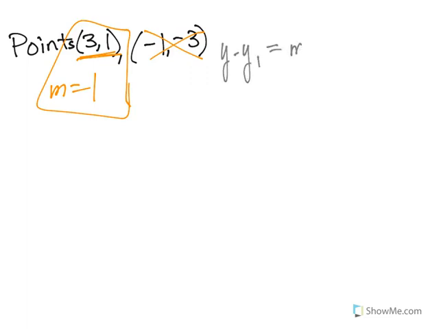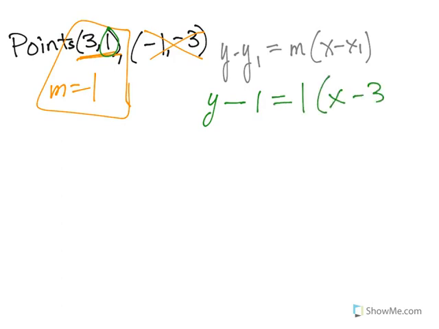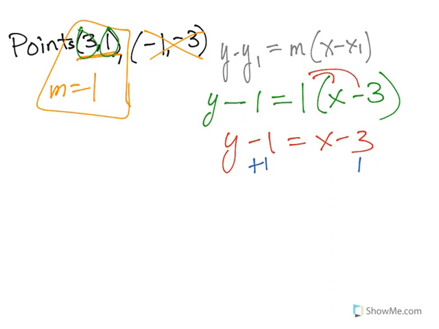Y minus y1 equals slope times x minus x1. Let's plug in what we have. Y minus, my y value is 1, equals slope, my slope is 1, times x minus x1, which is 3. Now, generally we distribute, but distributing by 1 changes nothing. Right? Because 1 times x is x, and 1 times -3 is -3. Last step, I add 1 to both sides, and I get y equals x minus 2.